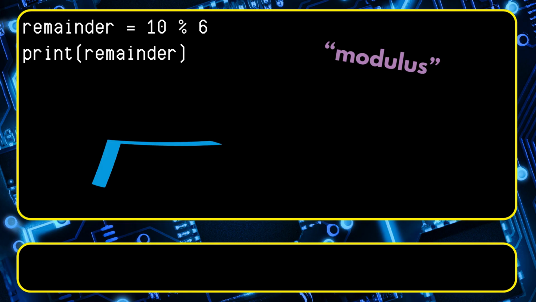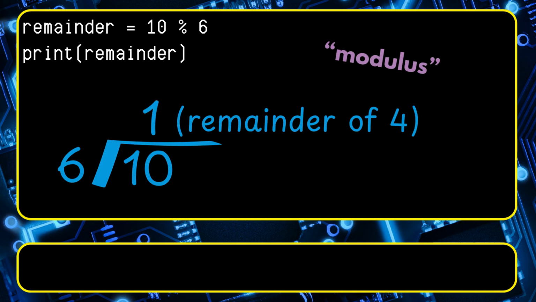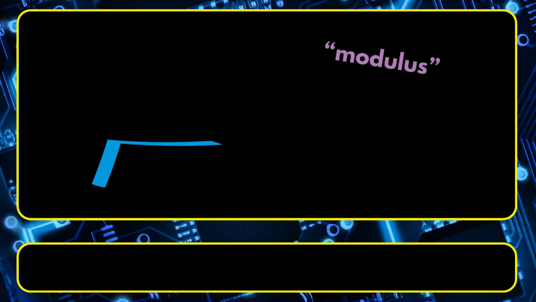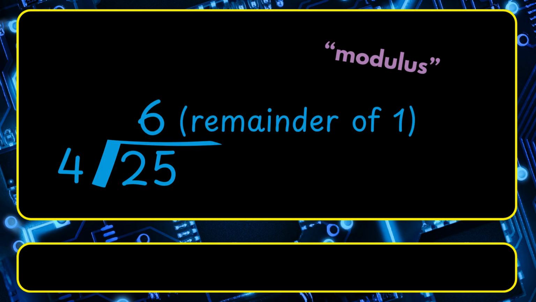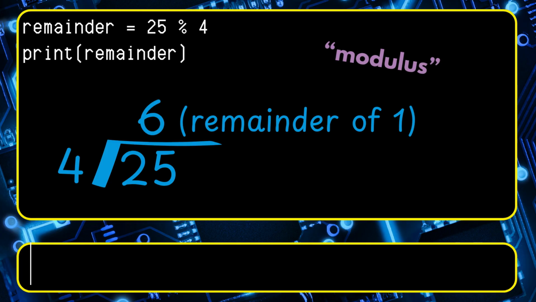This goes back to when you learned long division as a kid. When you divide 10 by 6, you get 1 with a remainder of 4. So 10 modulo 6 returns that remainder of 4 and ignores the 1. When you divide 25 by 4, you get 6 with a remainder of 1. So the division operator would return 6, but the modulus operation would return 1.